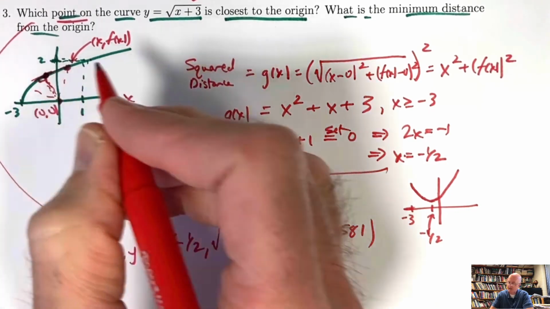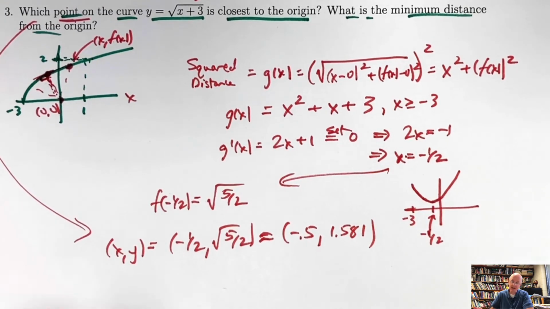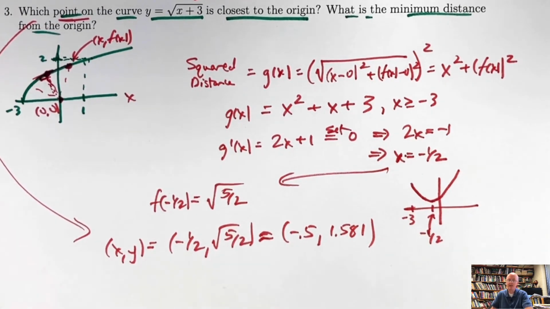I do believe the tangent line there is going to be perpendicular to this line. That's going to be a right angle. Their slopes will be negative reciprocals of each other. Go ahead and check that on your own.